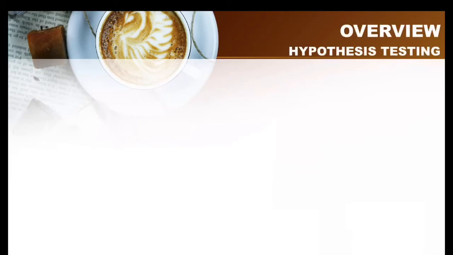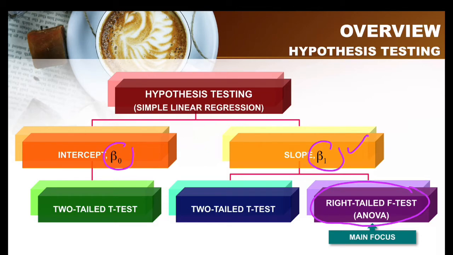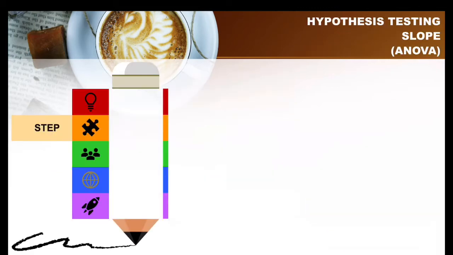When we talk about the linearity test, we will go back to our chapter 5, which is hypothesis testing. Recall our hypothesis testing, we will have 5 steps. In simple linear regression, you will have beta naught and beta 1, but we consider only beta 1. The main focus here is the ANOVA: how to conduct the hypothesis testing for the simple linear regression. What are the procedures?